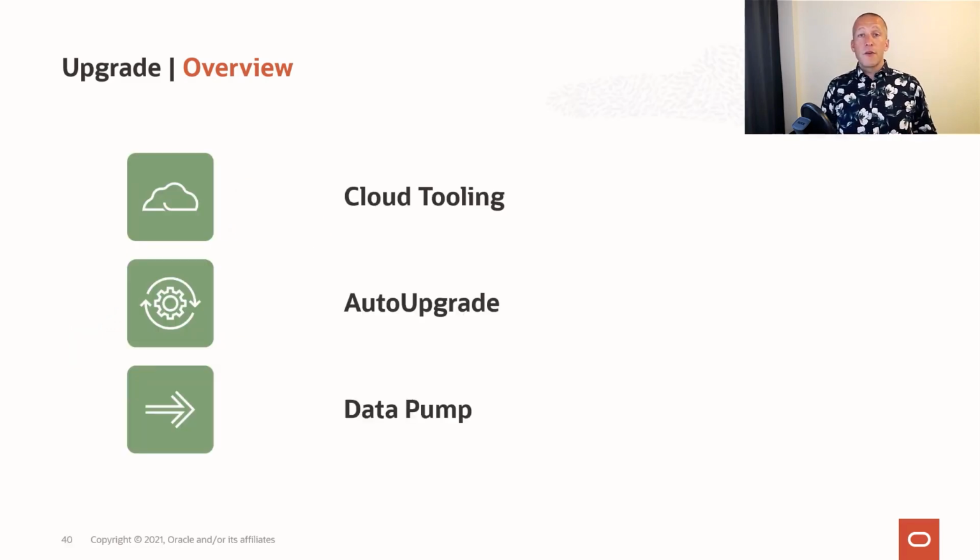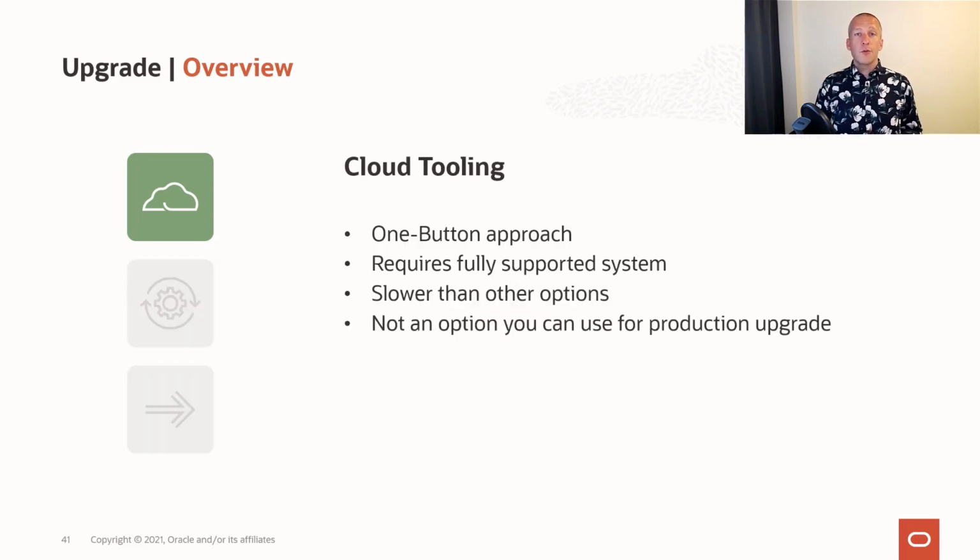Basically, there are a few methods that you can use to upgrade the database. The first one is to use the cloud tooling. This is the tooling that is provided in the OCI console. It's simple to upgrade the databases that way because it is a one button or two or three button approach, and a lot of the stuff then happens behind your back underneath the hood. But it requires a fully supported and working database cloud services.